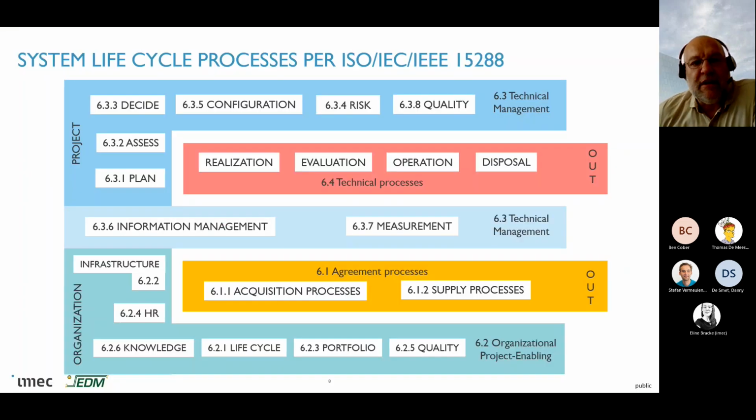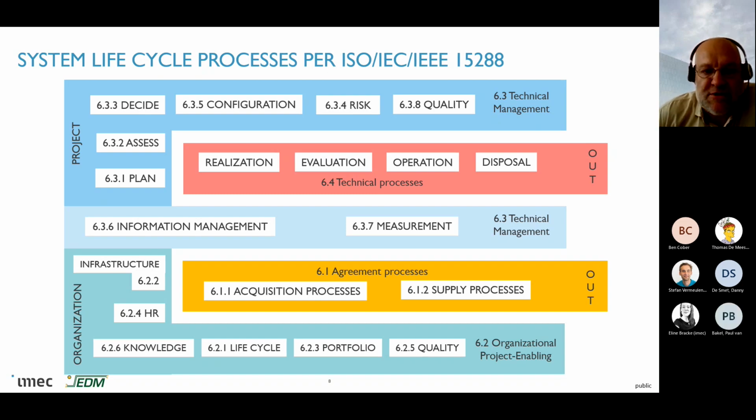This system engineering standard, specifically the 15288 on system lifecycle processes, defines 4 categories of lifecycle processes. We have the technical processes in red, where you have realization, evaluation, operation, and disposal processes. These are supported with project management processes in blue. We have the agreement processes to acquire the services and the parts that we need and to supply the product that we are going to develop. And all this is supported by organizational processes.